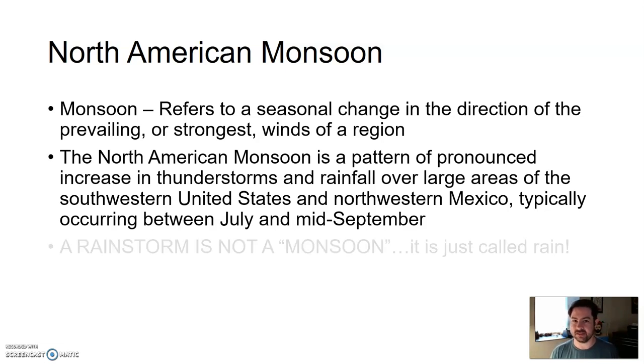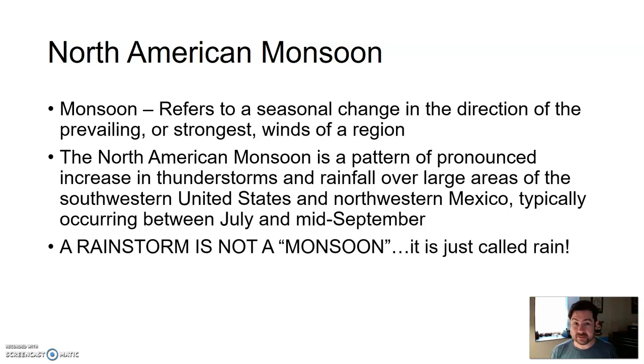I can't stress this enough. Rain, rainstorm, thunderstorm is not the monsoon. That stuff is just called rain. Rain is rain. A thunderstorm is a thunderstorm. A dust storm is a dust storm. Monsoon is just the season. It's almost like saying winter. Let's say you live in Minnesota and it's January. You wouldn't go outside and say, "Oh, it's wintering outside." No, it's snowing outside.